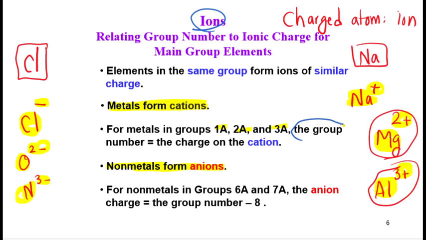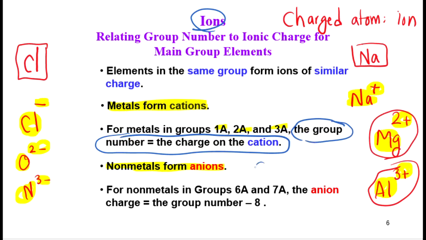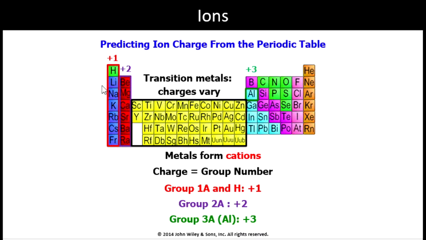Group number is the same as the charge of cations. So group number is the same as charge number for metals, groups 1, 2, 3. Please look at this one. Group 1 always makes one positive. Group 2 always makes two positive. And group 3, aluminum as a main metal, makes three positive.